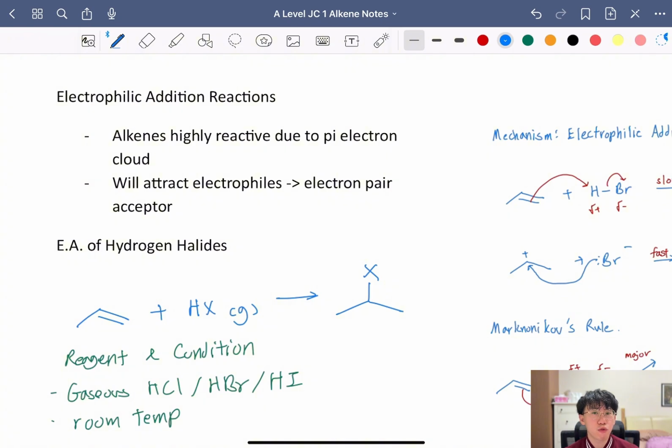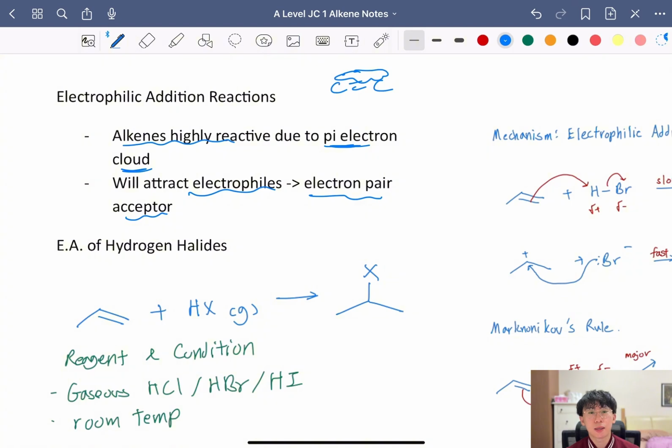Now on to the main reactions of alkenes, electrophilic addition. And the basis for how electrophilic addition works is because these alkenes are highly reactive for these reactions due to the pi electron clouds of the C double bond C. You can imagine this pi bond is a whole pi electron cloud. And this is an electron-rich site that will attract your electrophiles, who are mainly electron pair acceptors.